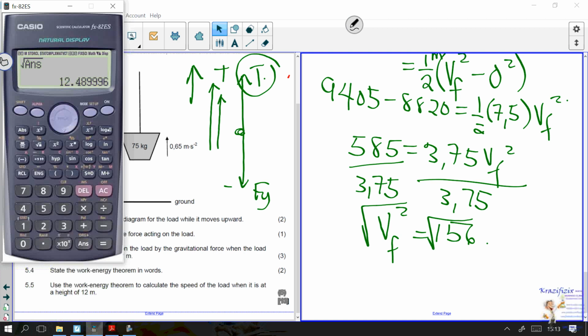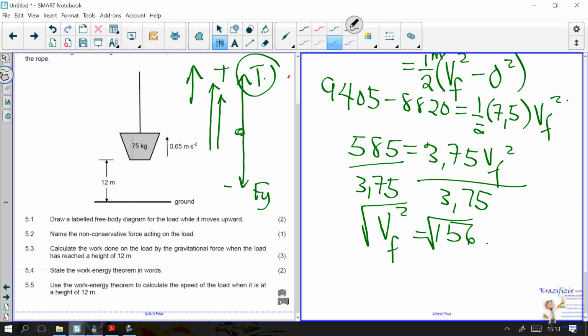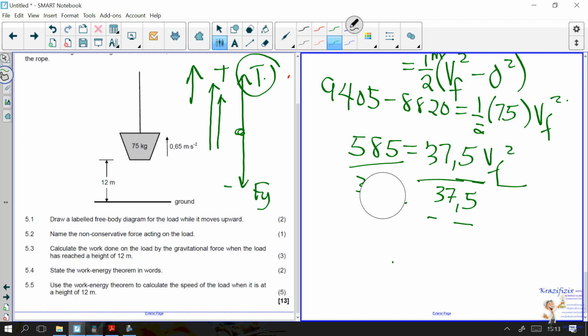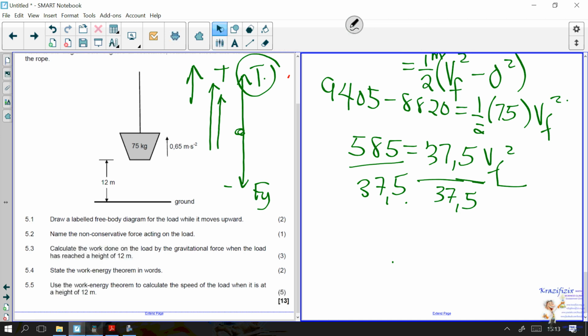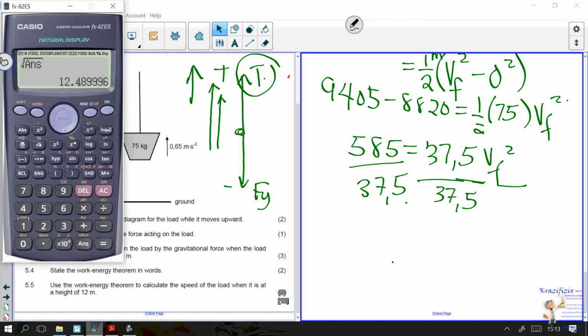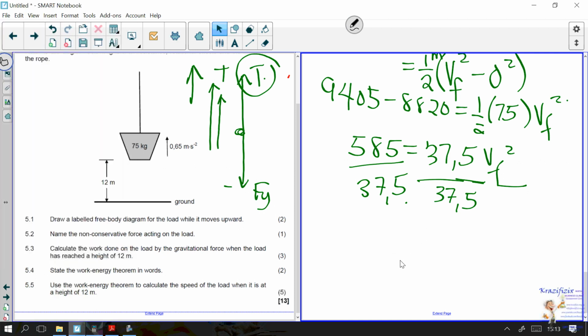The mass is not 7,5. Let's quickly correct that. The mass is 75, which should give us 37,5. All right, okay. Let's just correct that quickly. 37,5. Okay, let me run back to my calculator. Some of you picked that up while we were doing this, and there was no way you could have told us. All right, 15,6. Vf squared equals to 15,6.